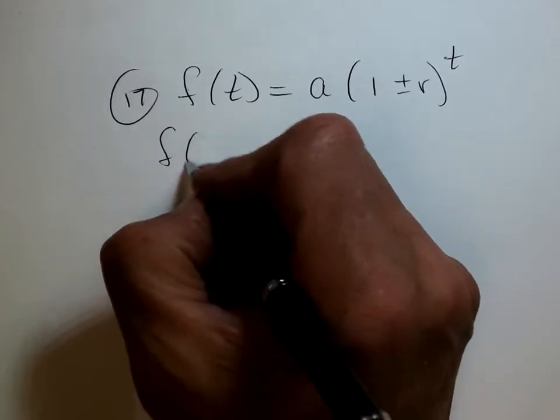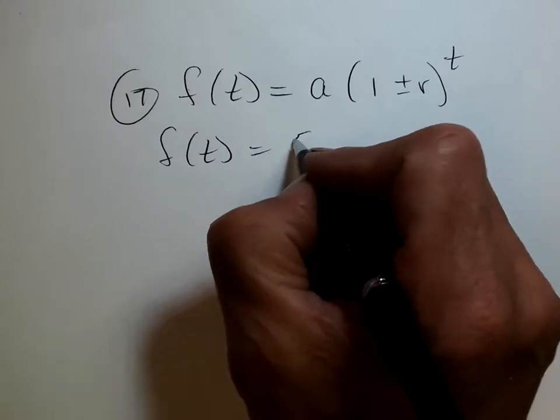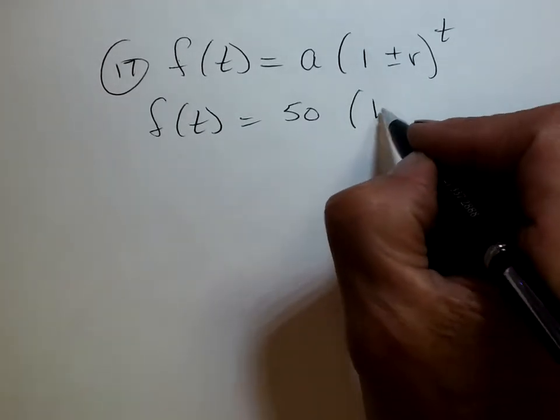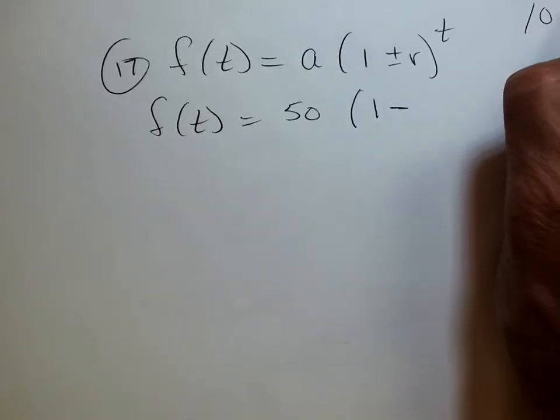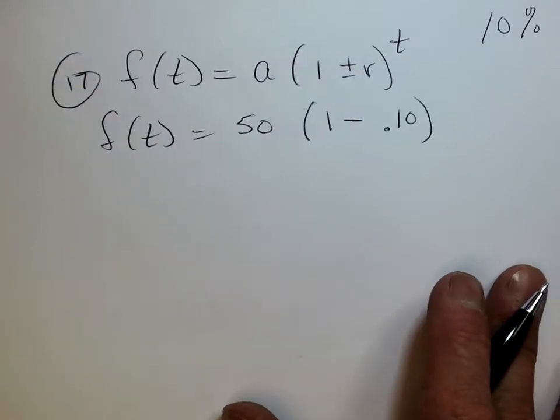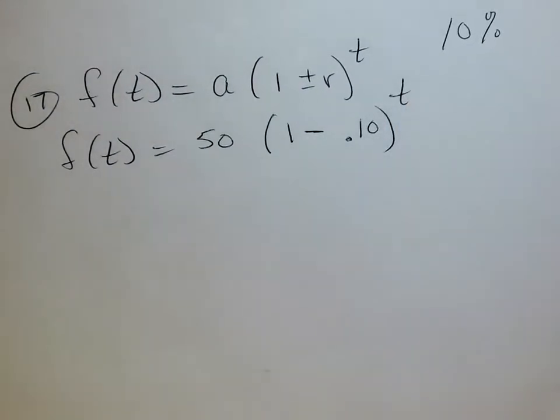All right. So anyway, let's start with 50. So f of t equals 50, right? And it breaks down, so 1 minus, now 10%, we use a 0.10, right, to the t power. Okay, there's my equation. Thumbs up on my equation.